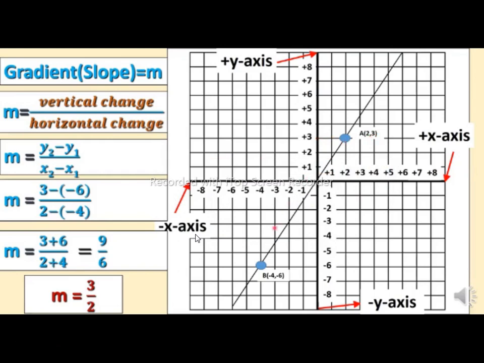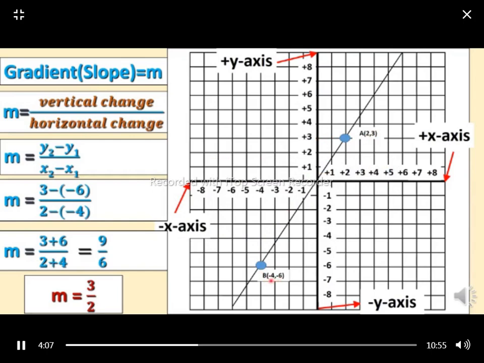Similarly, come to the point B. We have (-4, -6), where minus 4 is the value of x and minus 6 is the value of y. If we match from point B to the x-axis, we have minus 4. If we match from point B to the y-axis, we have minus 6.